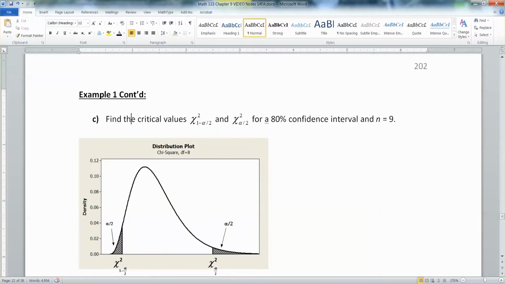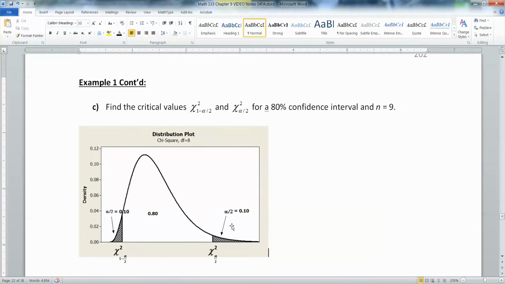All right, so now I want to find the critical values, chi 1 minus alpha over 2 and chi alpha over 2 for an 80% confidence level, or confidence interval, excuse me. So I'm going to redraw this picture a little bit and fill in the values. All right, there we have it. So I have my two portions labeled. And let me show you where I came up with those.